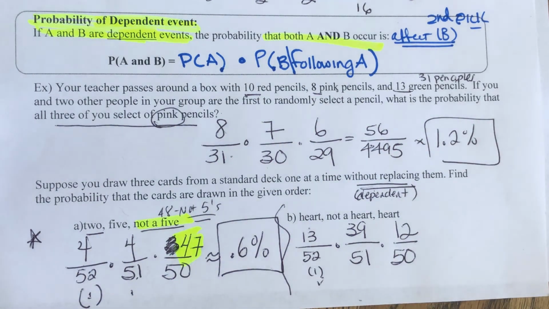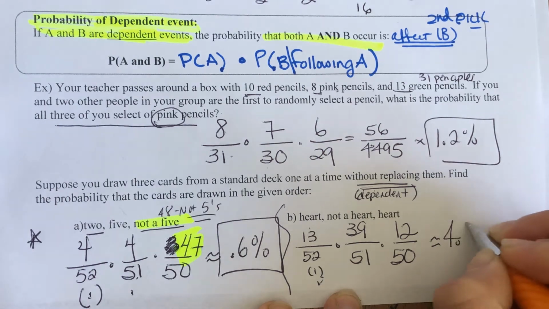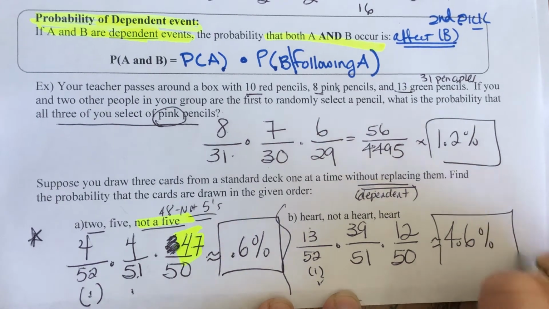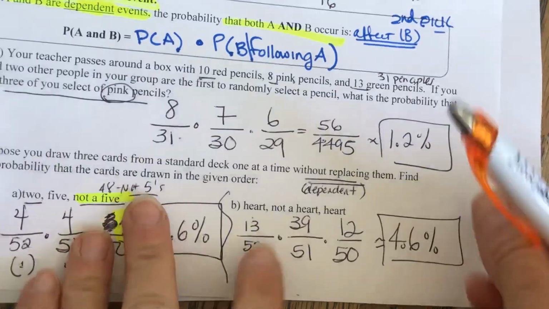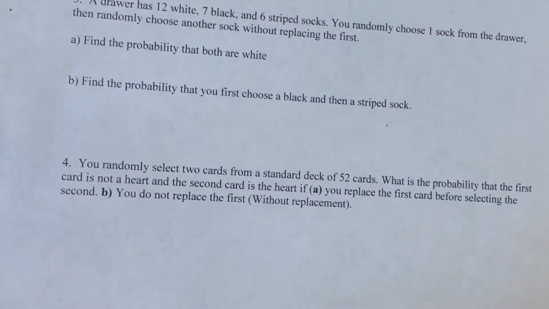So put it in our calculators: 13 over 52 times 39 over 51 times 12 over 50. And you get 0.045, so if I move the decimal over twice, you're going to get about 4.6%. So again, that was your tricky one. Be really careful with that one. I almost messed that one up. Okay, almost done. A few more examples.